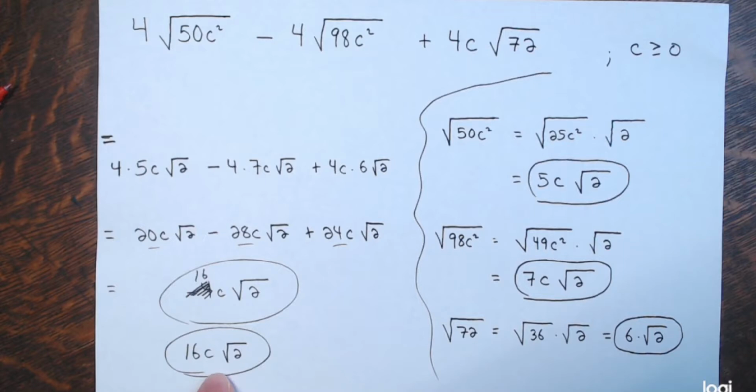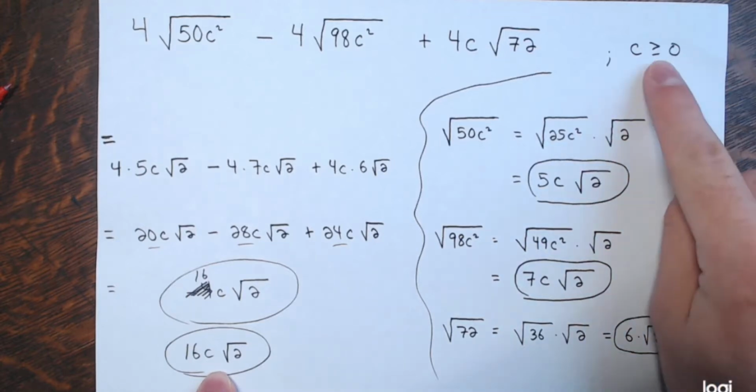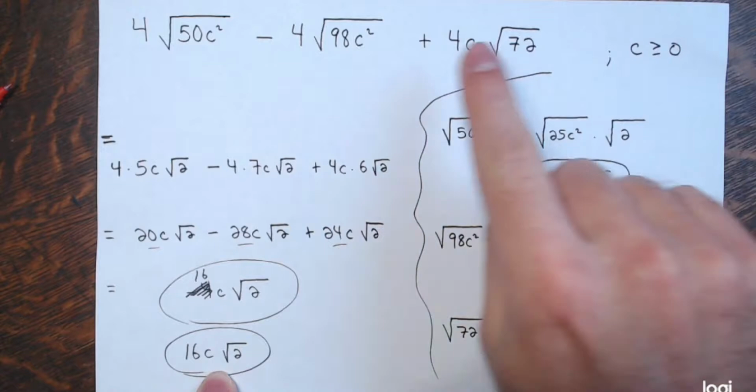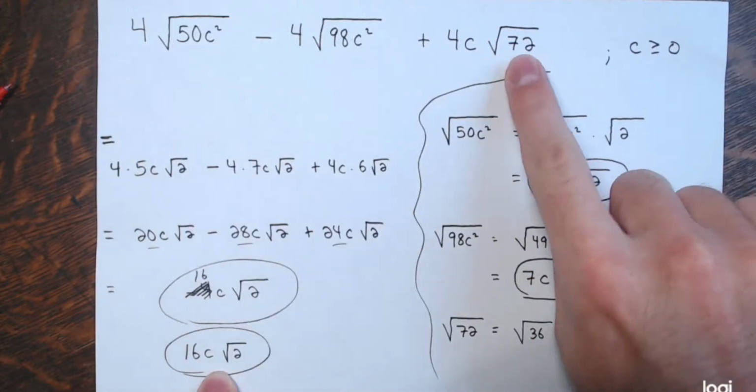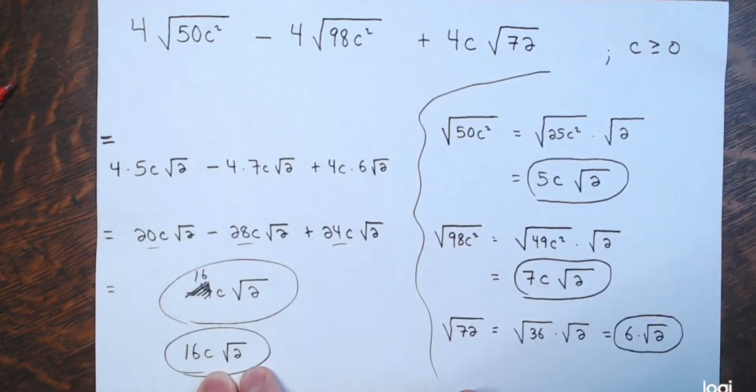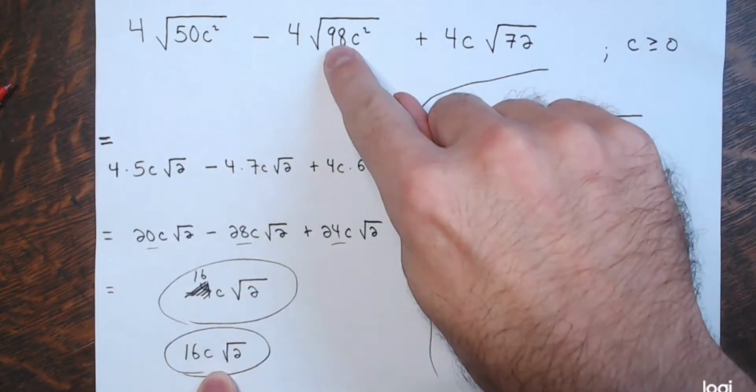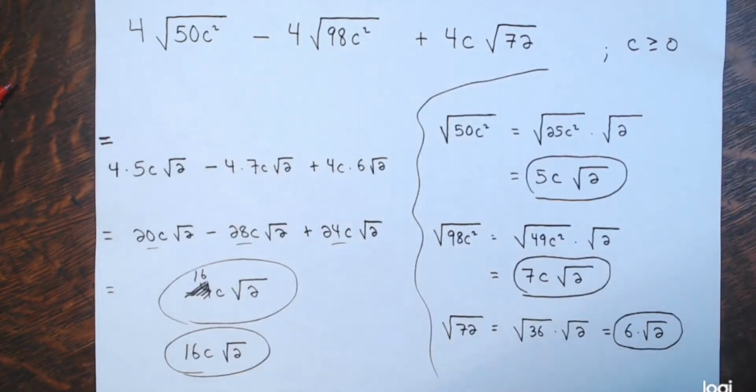So this is what I'll enter. And if you want to test it out, just replace c with some non-negative number, say 1 or 2, whatever you want, and see if the value of the original expression is the same as the value of the final one. And these should be the same value no matter what you replace c with, right, as long as it's not negative.